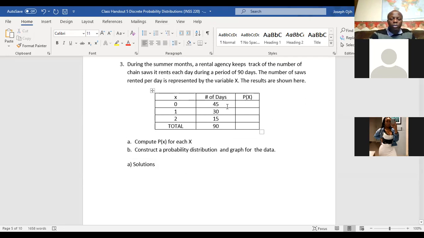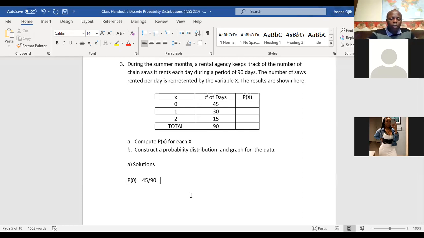So the product that they rented: no chainsaw, as P(0). Now we don't know this yet. Probability that no chainsaw was rented will be how many days they didn't rent it? It's 45 out of 90. That will give us the probability we are looking for.